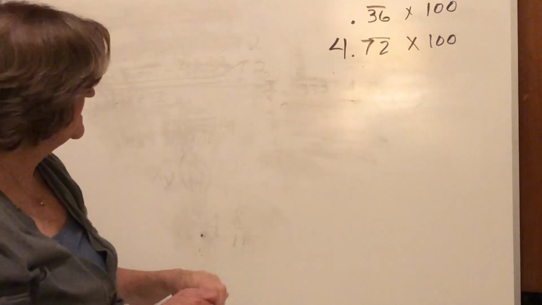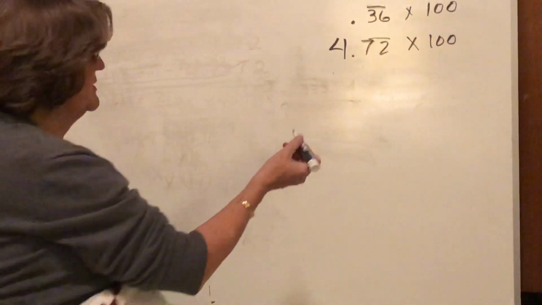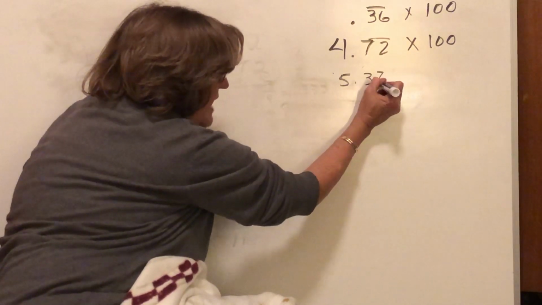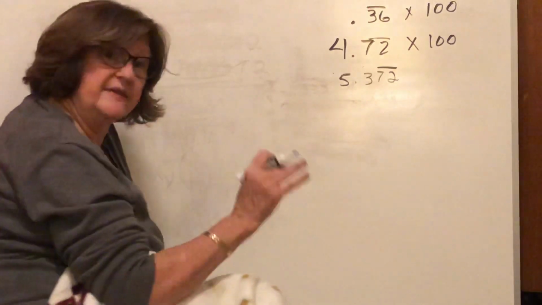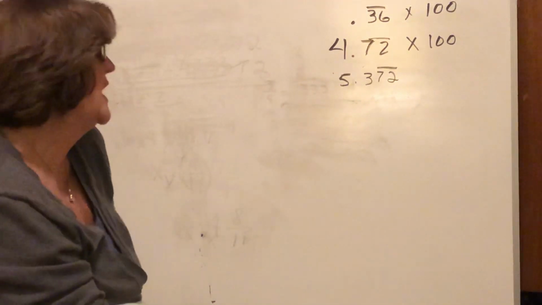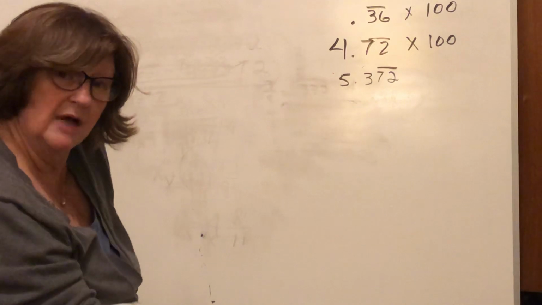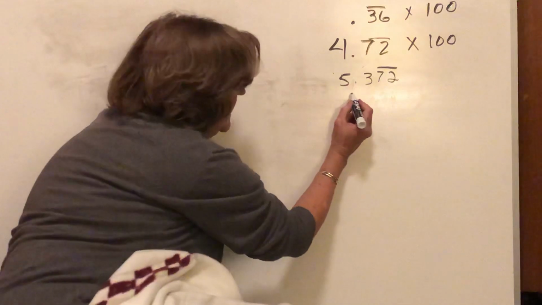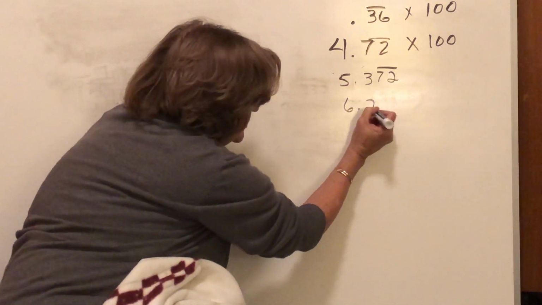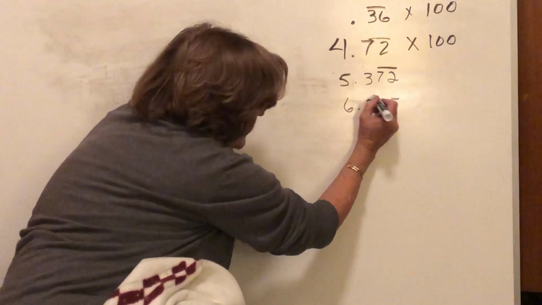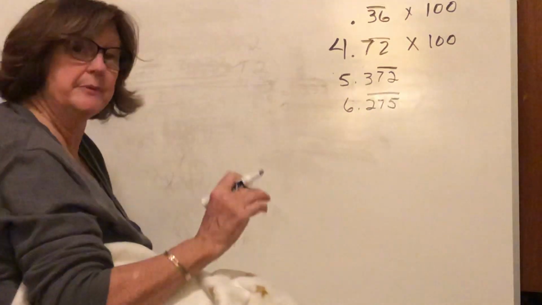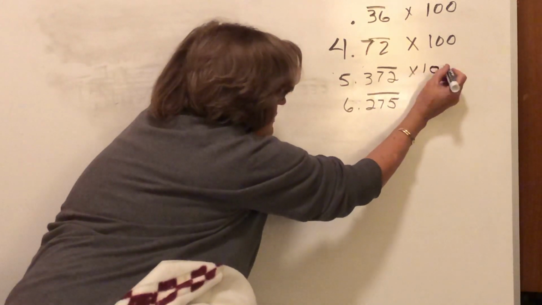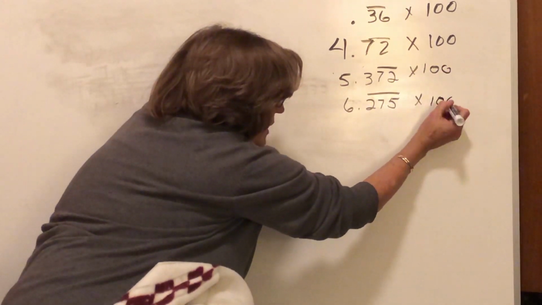Another example of something that would have 2 repeating digits behind the decimal may be 5.372 repeating, where only the 7 and the 2 are repeating. That also would require a multiple of 100. If I had 3 repeating digits, for example 6.275 and all 3 of them were repeating, I would require a multiple of 1,000 here. So this would be a multiple of 100. This would be a multiple of 1,000, okay?